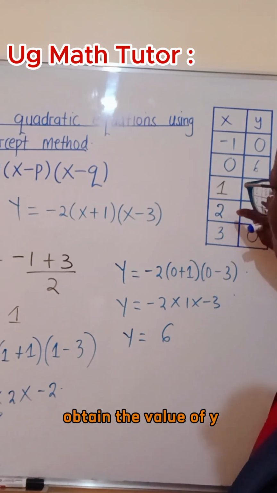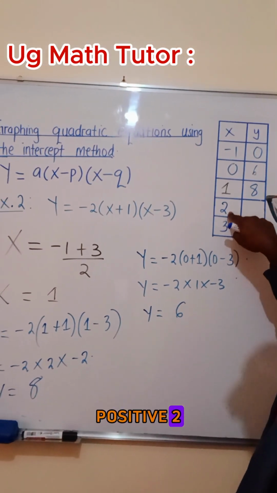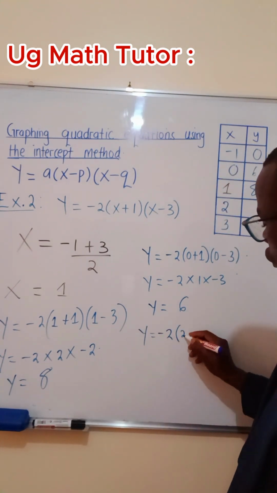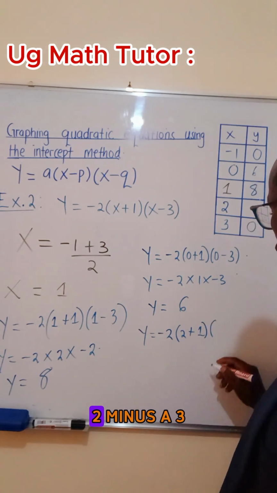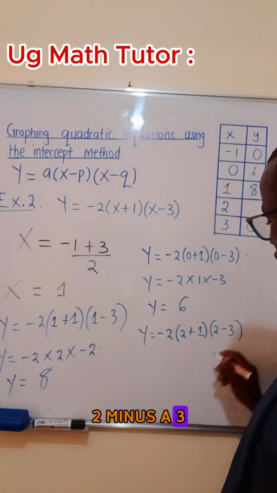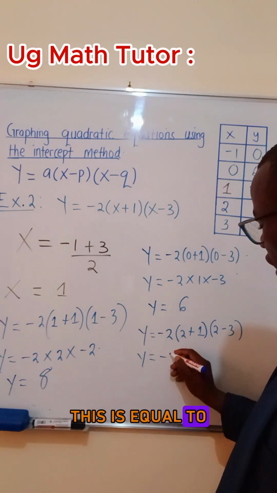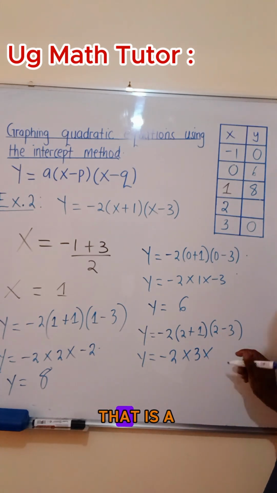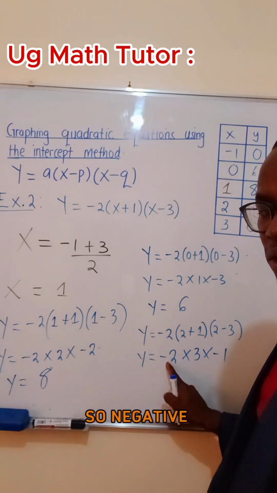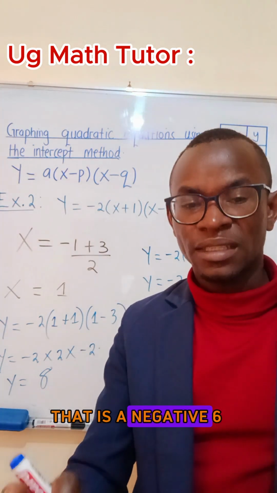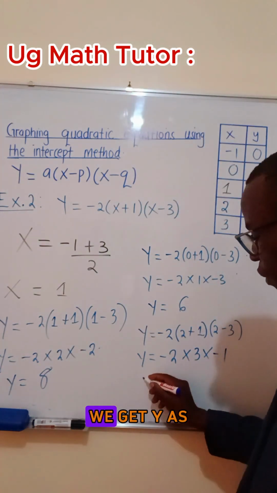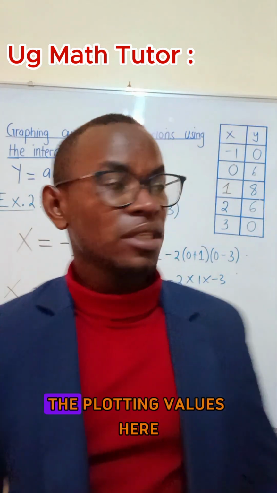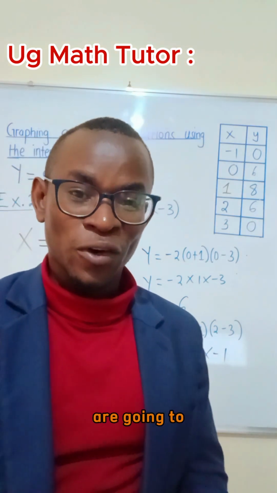Now, we also need to obtain the value of y when x is a positive 2. So we shall have y equal to negative 2 into 2 plus a 1 into 2 minus a 3. So we shall have y equal to negative 2 times 2 plus 1, that is a 3, times 2 minus 3, that is a negative 1. So negative 2 times 3, that is a negative 6. Negative 6 times negative 1, we get y as positive 6.